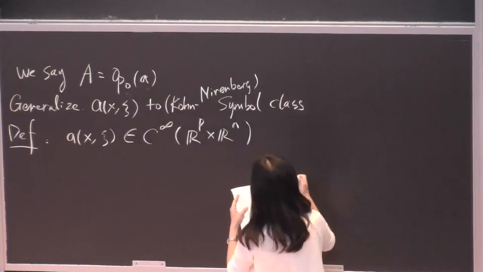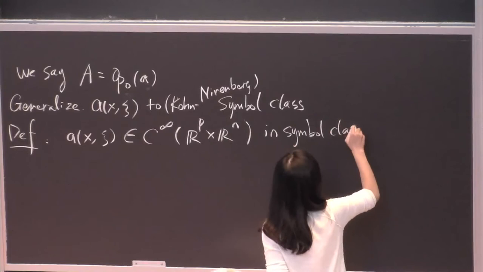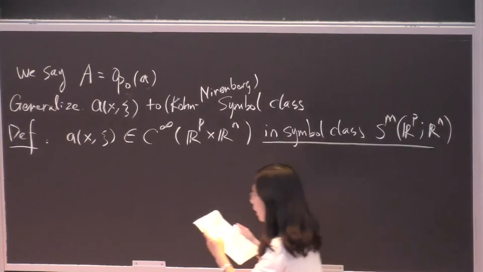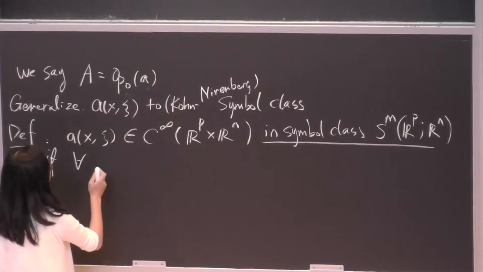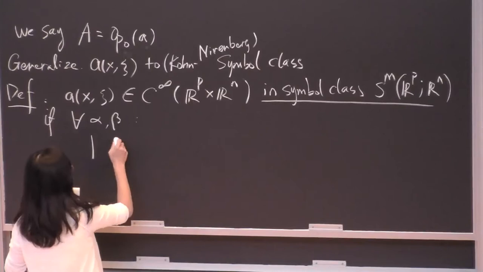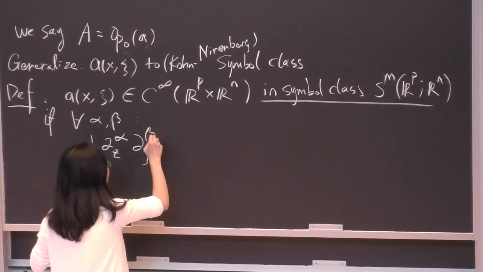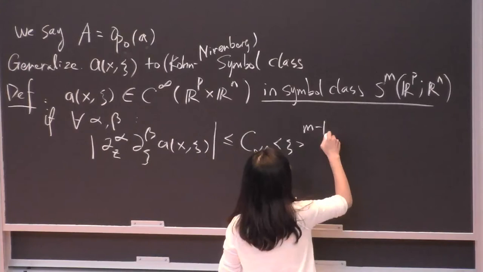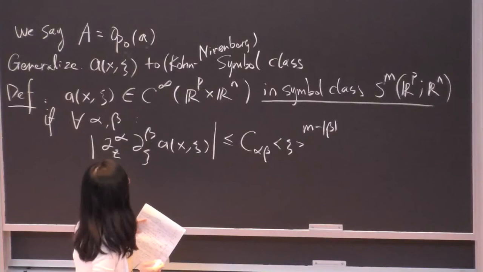It's called in the symbol class S^m(R^p × R^n) if the following is true: for any multi-index α and β, we have the following. That's the most important piece of information in this definition. ∂_z^α ∂_ξ^β a(z, ξ) is bounded by some constant that depends on α and β times ⟨ξ⟩^(m−|β|).